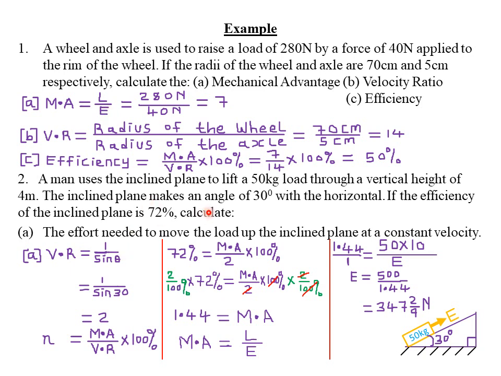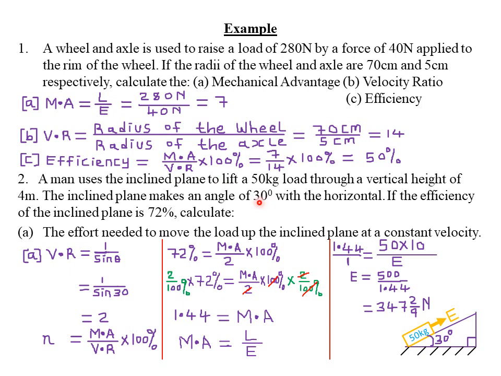Remember, efficiency is mechanical advantage over velocity ratio times 100%. So if we get our velocity ratio and we are given that the efficiency is 72%, we can easily find our mechanical advantage. We are finding mechanical advantage because we know that mechanical advantage is equal to load over effort, and we want the effort here. Therefore, once we have the value of mechanical advantage, it will be easier for us to find the effort needed to move that particular load.